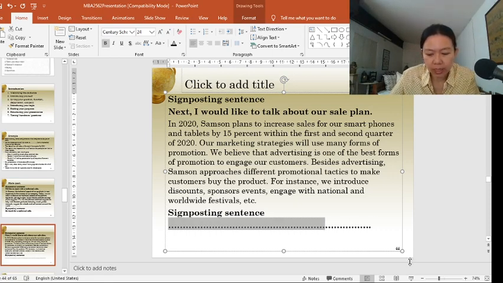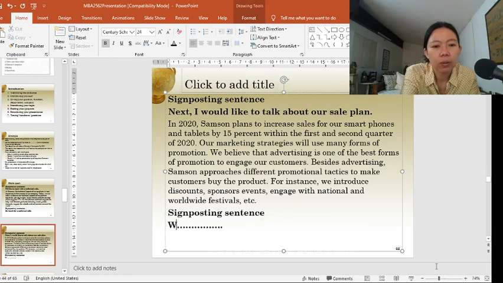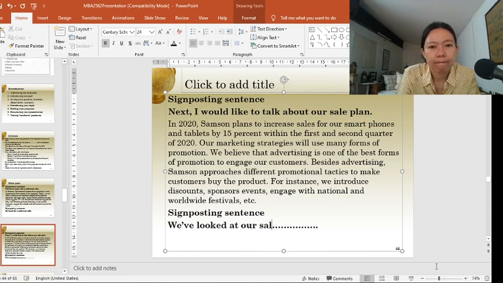So I would say, we have looked at our sale plan. So now I'm going to move on to my last topic, which is Samsung branches.